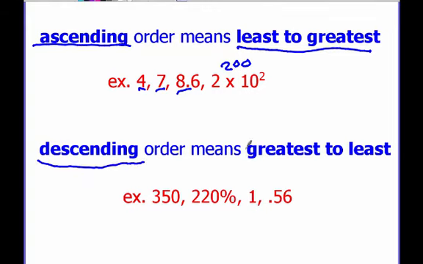Descending order is the opposite. It means greatest to least. It means going down, like descending a mountain or descending some stairs. So for example, here I've got 350, 220%, which is 2.2, 1, and 0.56. These numbers go from the biggest down to the smallest. So whenever you see the word descending, it means greatest to least.